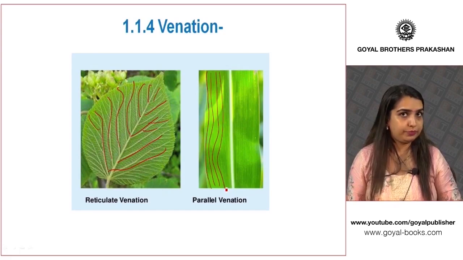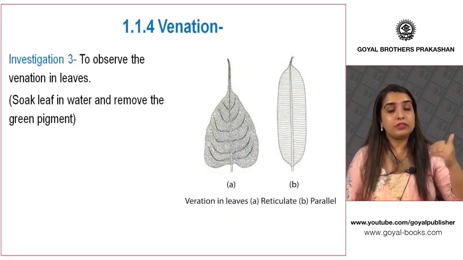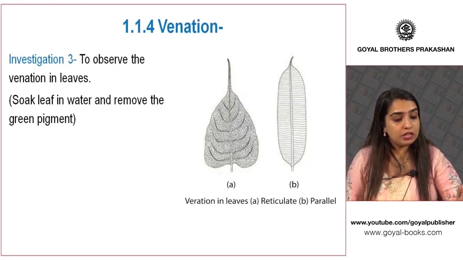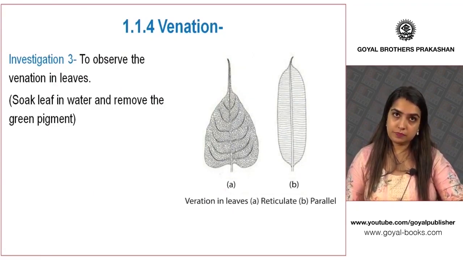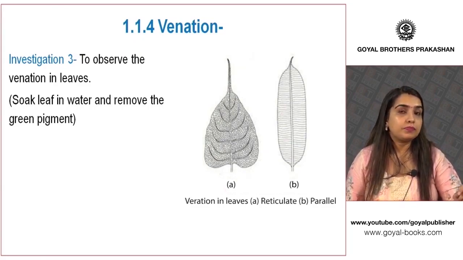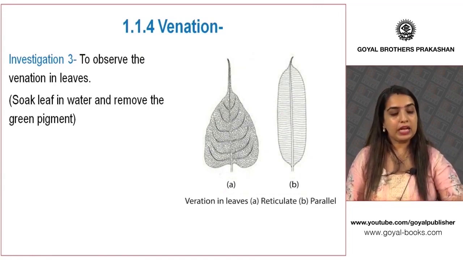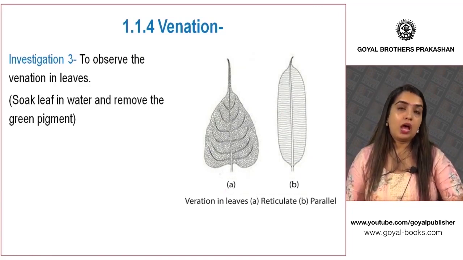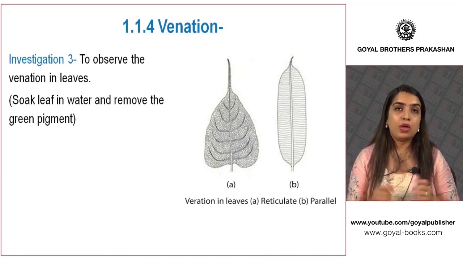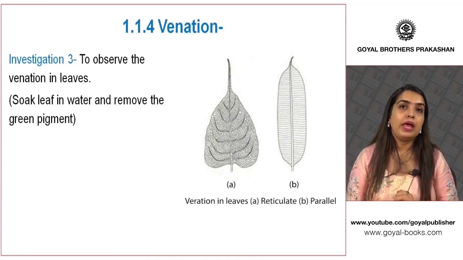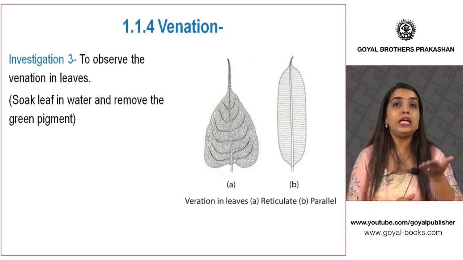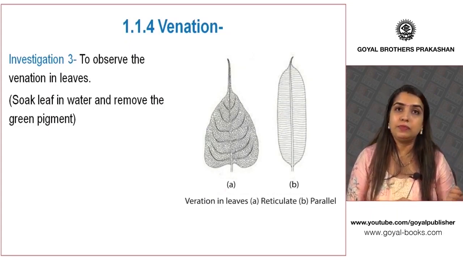Let's have a third investigation under this topic, that is to observe the venation in leaves. What we do here is we take two leaves, or let's just take one leaf and soak it in water. After a while, you try to remove the chlorophyll or the green pigment. With your hands, you rub it off and try doing this thrice till the time you have a clear leaf or a colorless leaf with you.